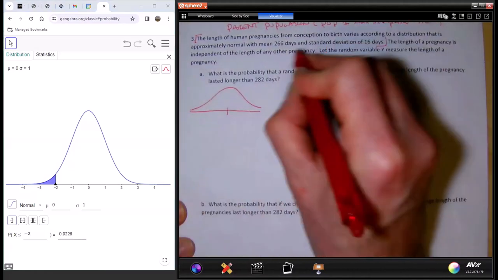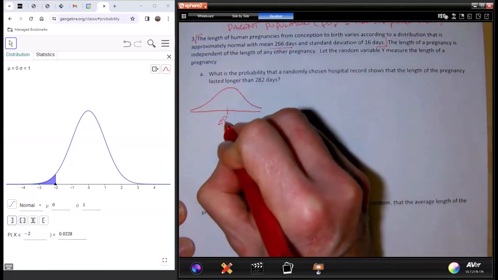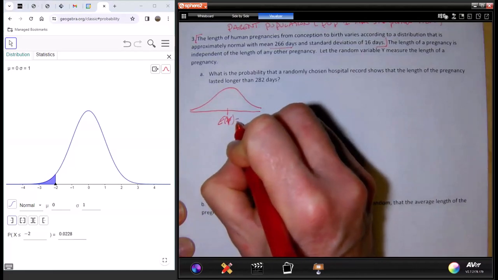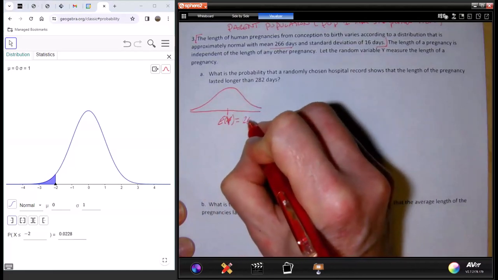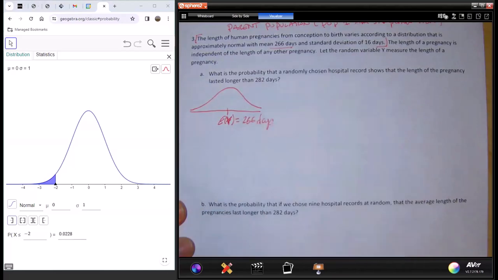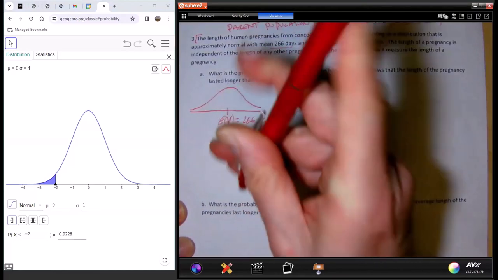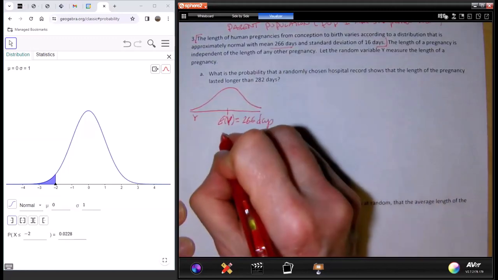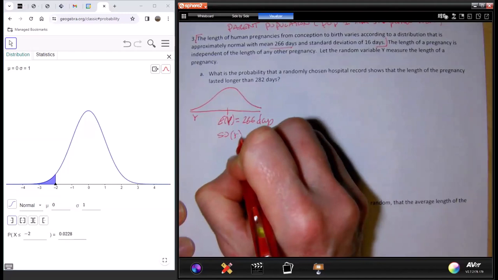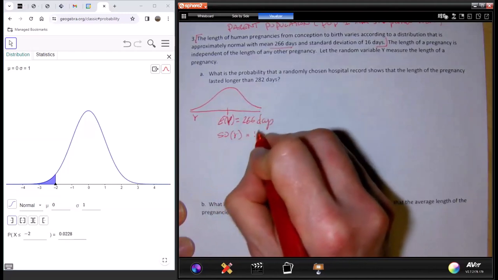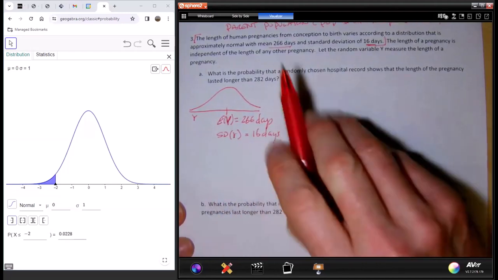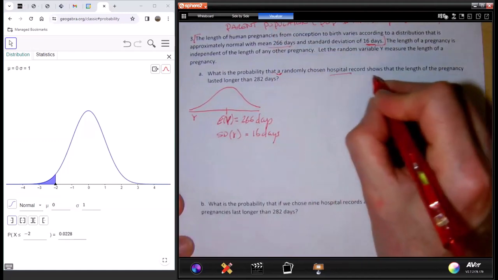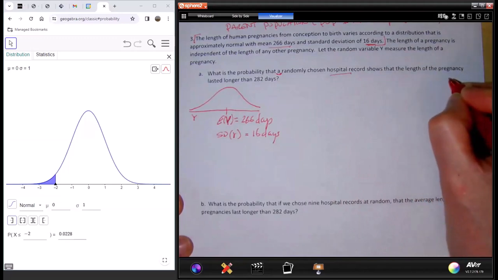Write the mean here. The mean is 266 days. Y is my variable. I'm challenging myself to use other variables besides x. So again, this is random variable y. I got my standard deviation, and that's going to be 16 days. Great. And now the question is, what's the probability that a randomly chosen hospital record shows that the length of human pregnancy lasted longer than 282?